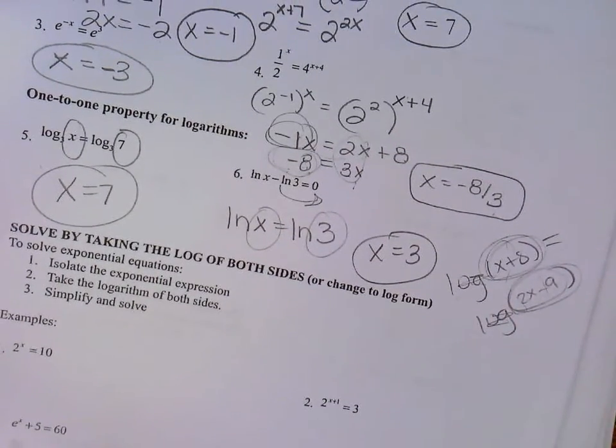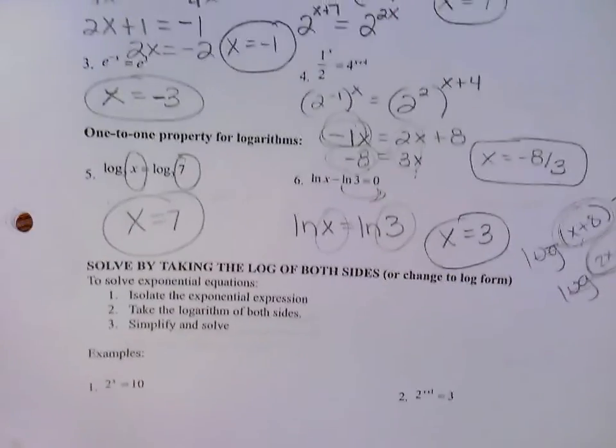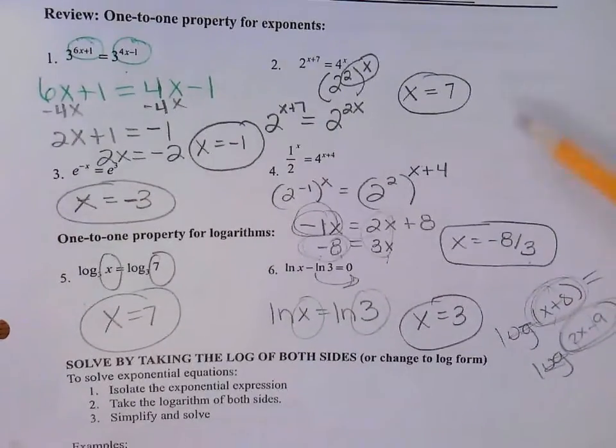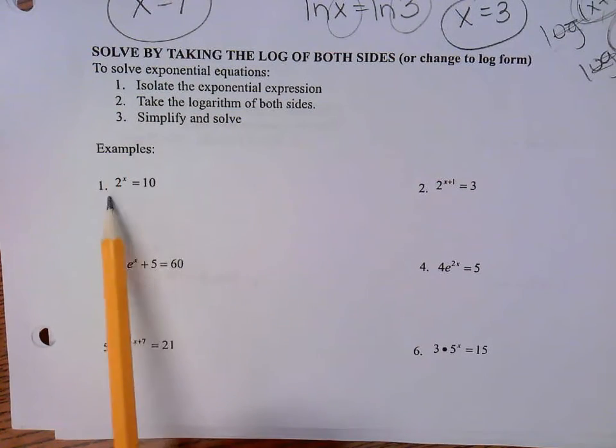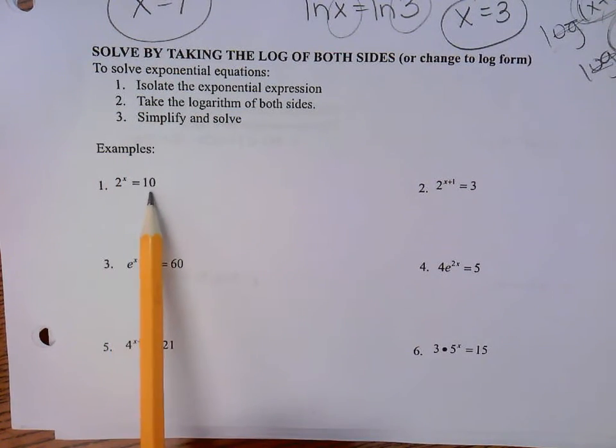All right, so what happens when we can't use the one-to-one property? This is why we learned logs in the first place. I see 2 to the x and I see a 10, and those do not come from the same power family. So up until today, there's no way to do this problem besides guess and check.